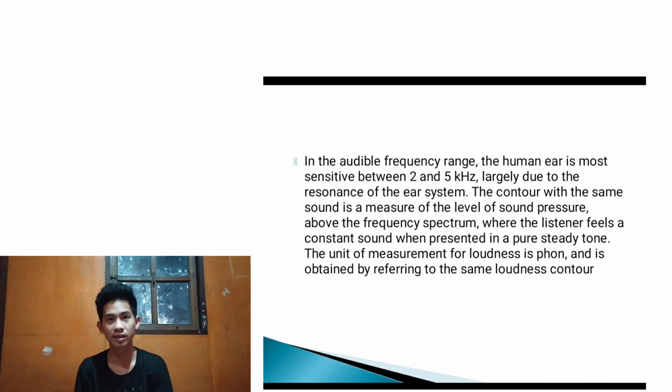In the audible frequency range, the human ear is most sensitive between 2 to 5 kHz, largely due to the resonance of the ear system. The loudness of a sound is a measure of the level of sound pressure across the frequency spectrum, where the listener feels a constant sound when presented in a pure steady tone. The unit of measurement for loudness is the phon and is obtained by referring to the equal loudness contour.